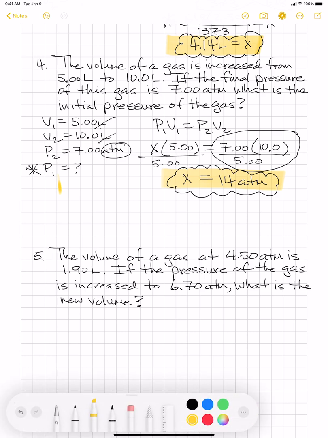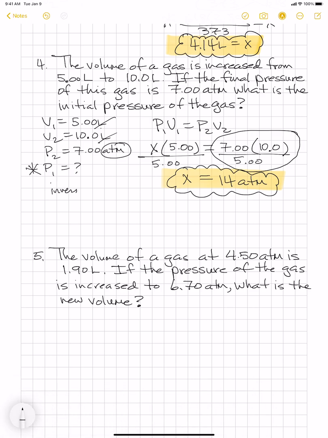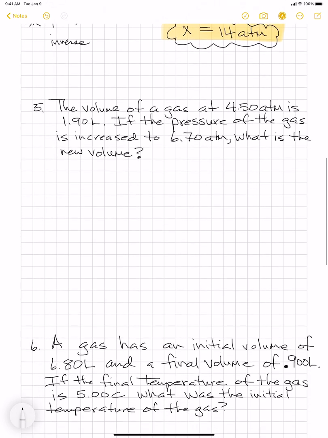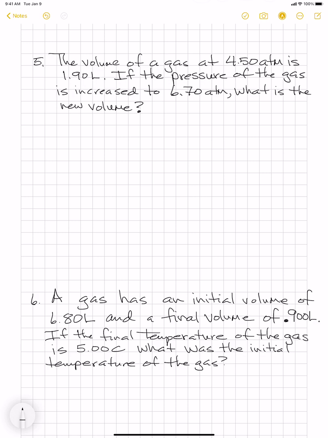That's because Boyle's Law, if you remember, is an inverse relationship, right? And you started at 5 and you increased it to 10. And so it ended at 7. So the pressure had to have been double that, which is 14. Okay, so that takes care of number 4. The way we solve these is always the same. Let's go on to number 5.